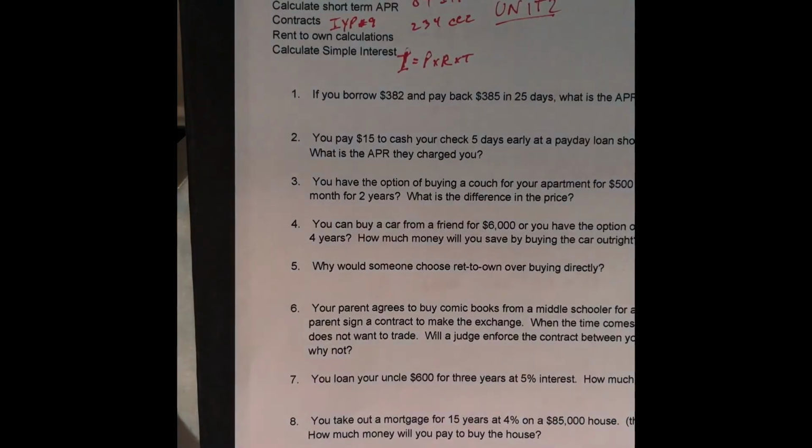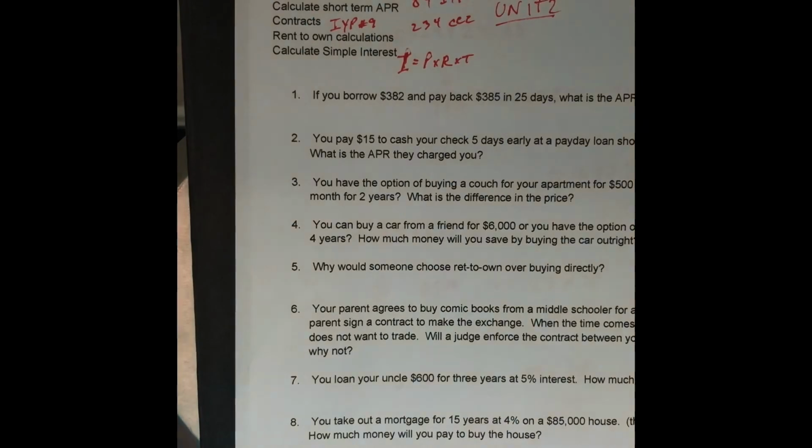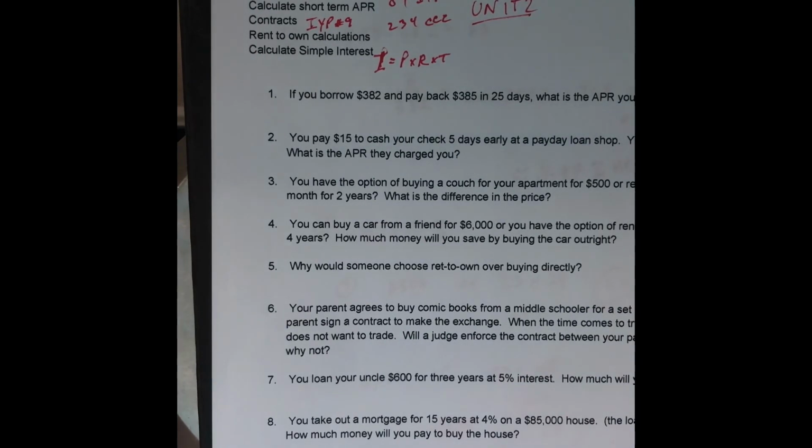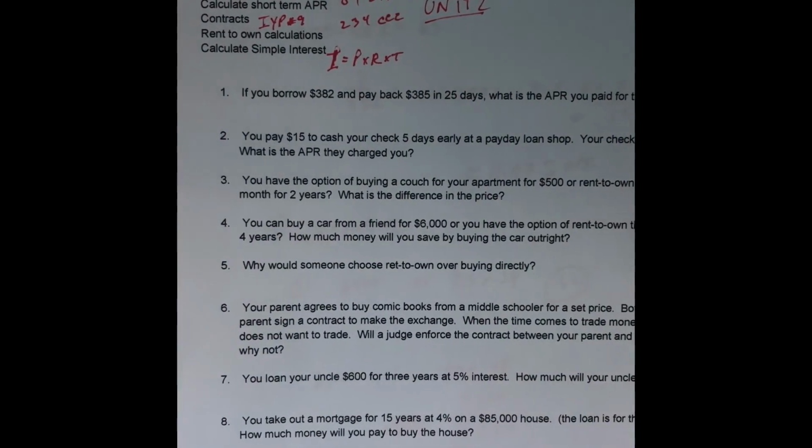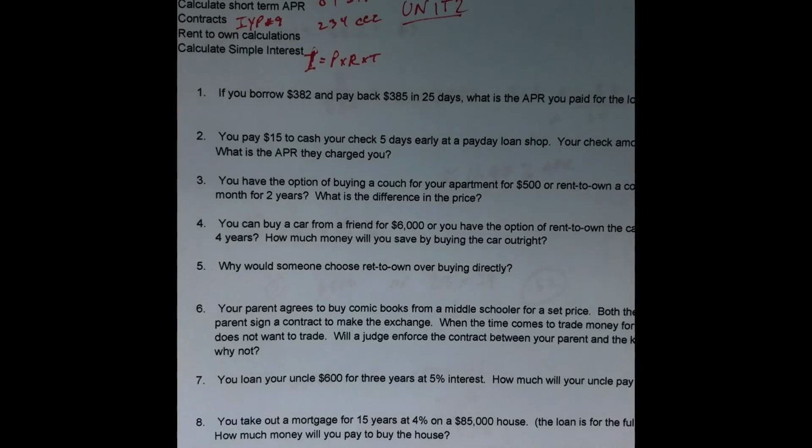All right, number 5. Why should someone choose rent to own over buying directly? The answer is that when you rent to own, you're not paying a large sum up front, so you can make smaller payments. Number 6. A parent agrees to buy a comic book from the middle schooler for the set price. There's an age limit for contracts. You're not legally able to sign or enter into a contract until you turn 18, so you can't enter into a contract with a minor.